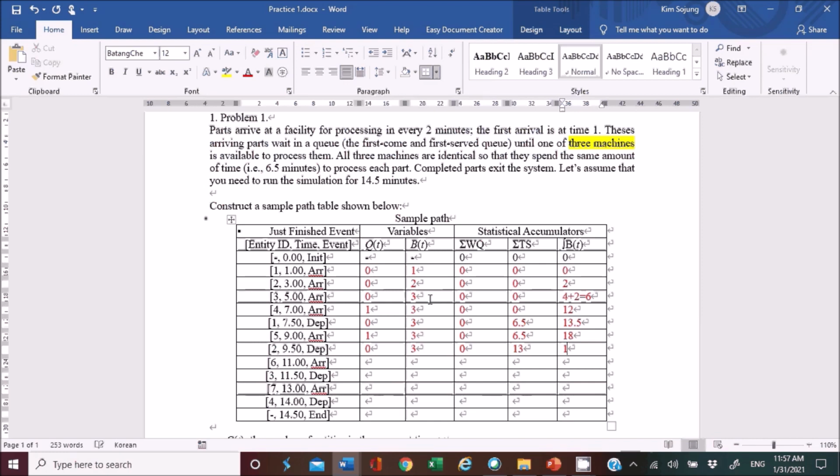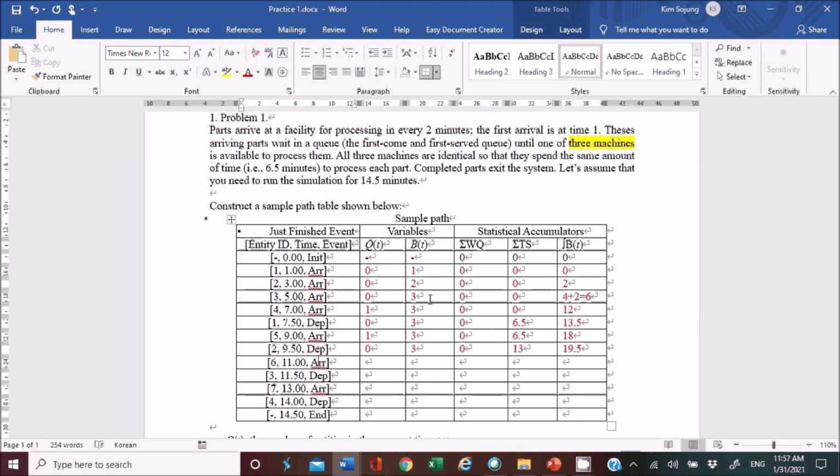And what about BT value? Yes, let's add another number here. So 0.5 times 3, right? So 1.5, you will get the 1.5. So this will be 19.5, right?